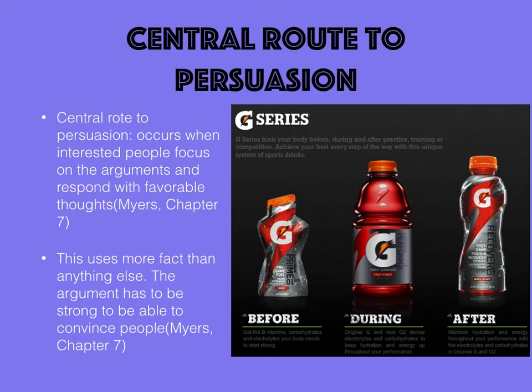The central route to persuasion. The central route to persuasion occurs when interested people focus on the argument and respond with favorable thoughts. This uses more fact than anything else. The argument has to be strong to be able to convince people.